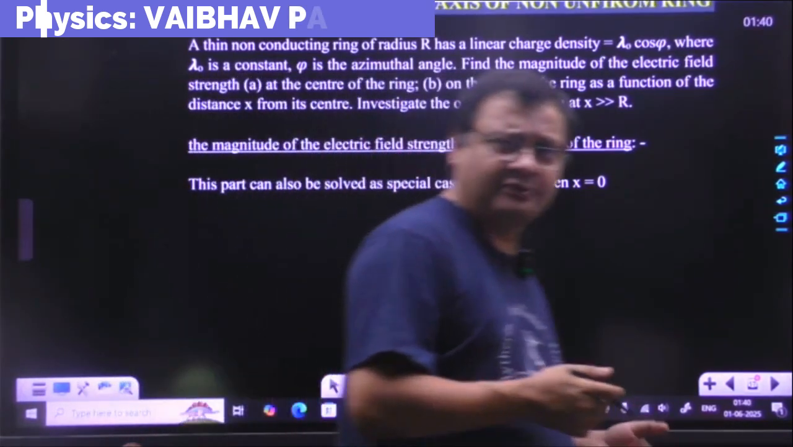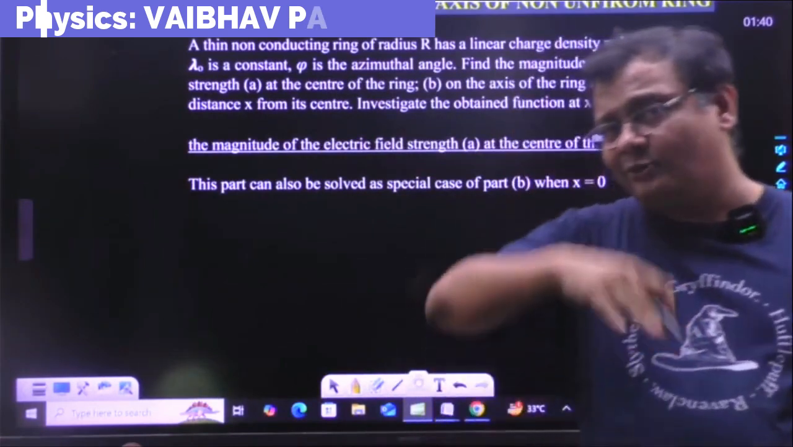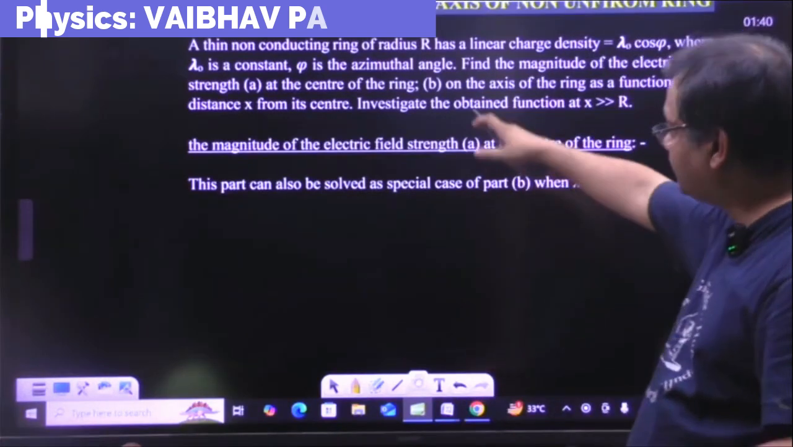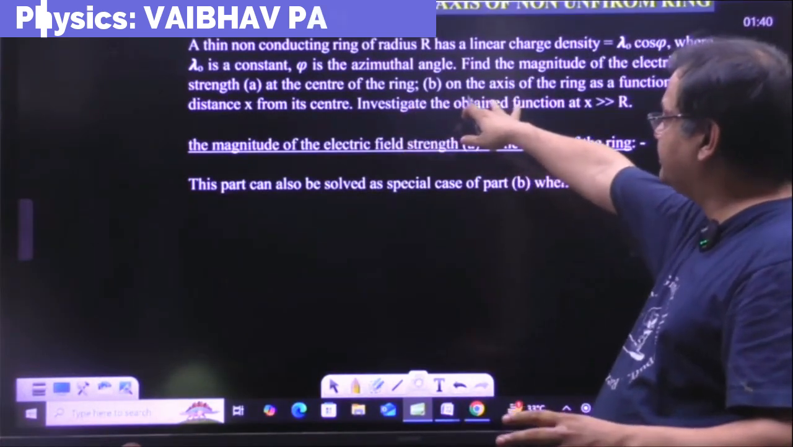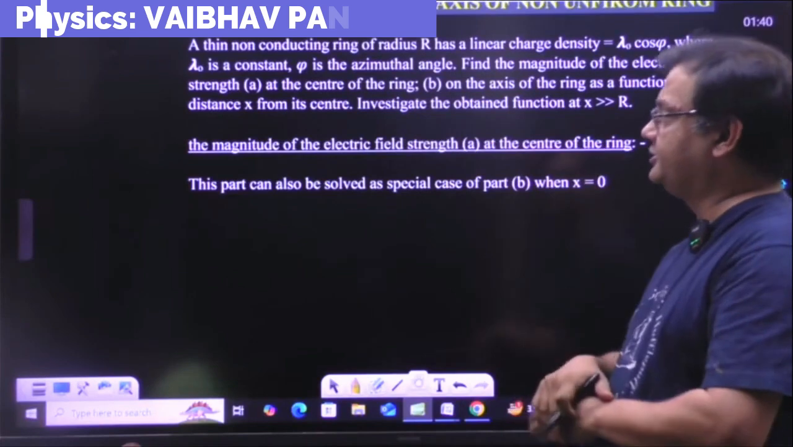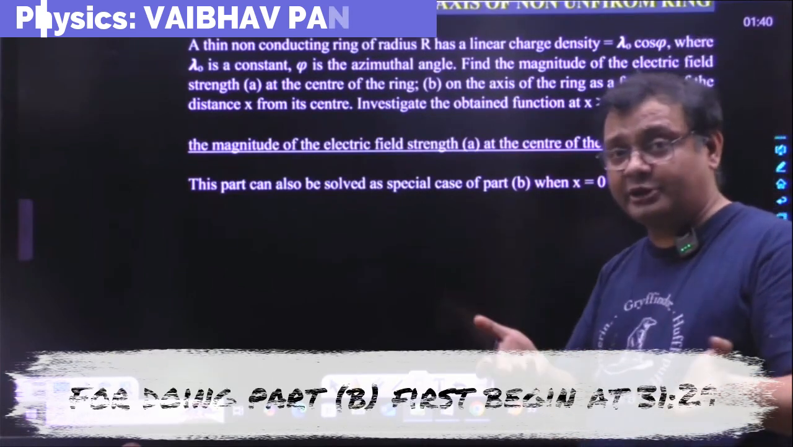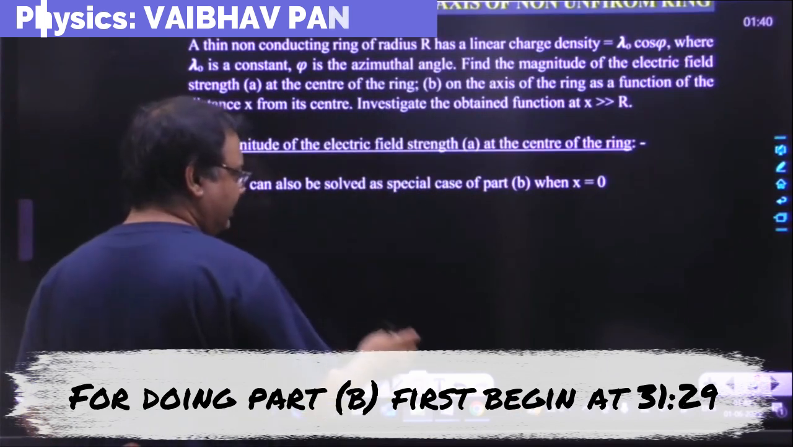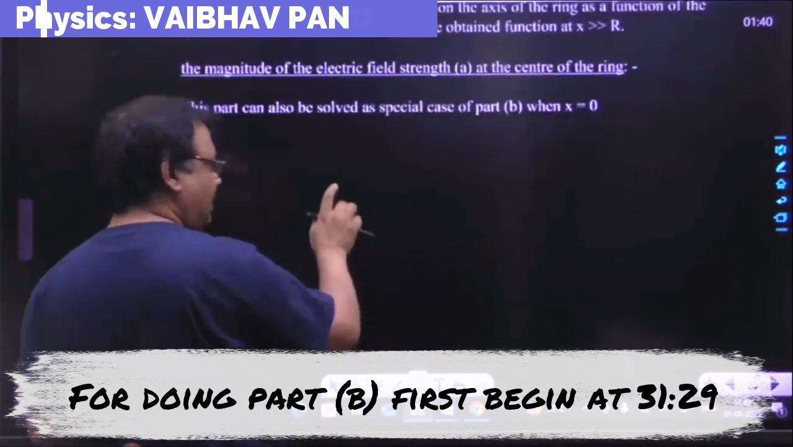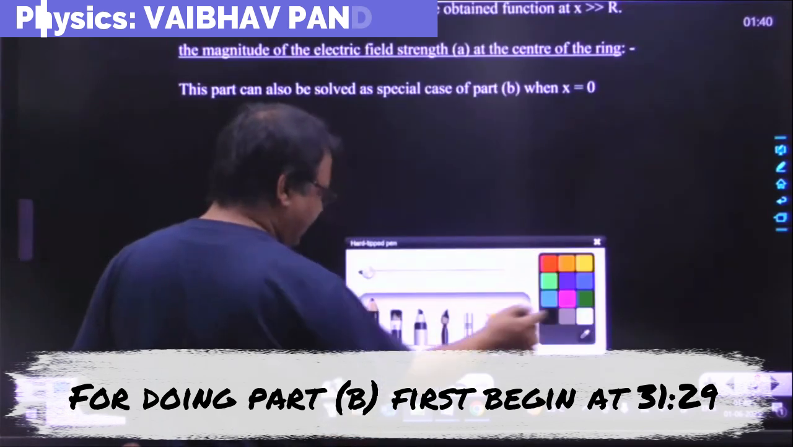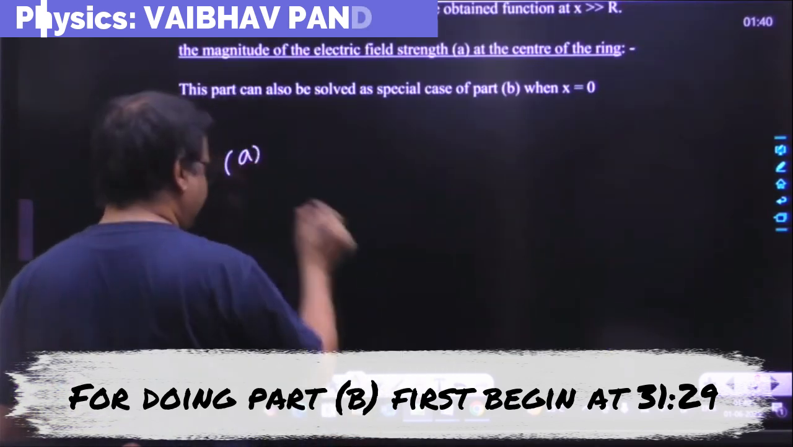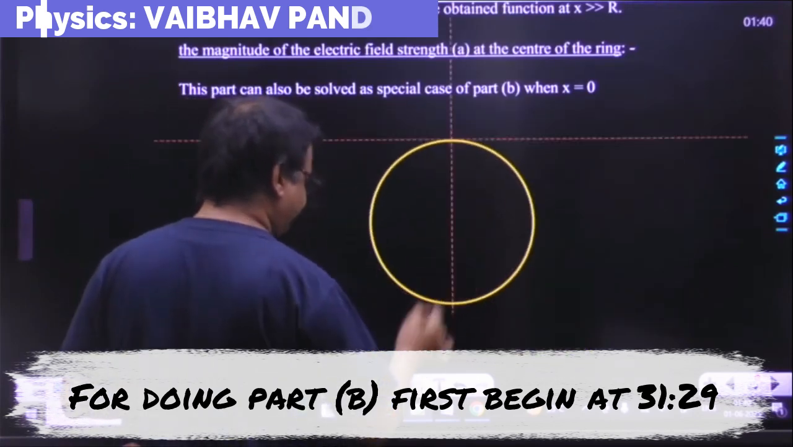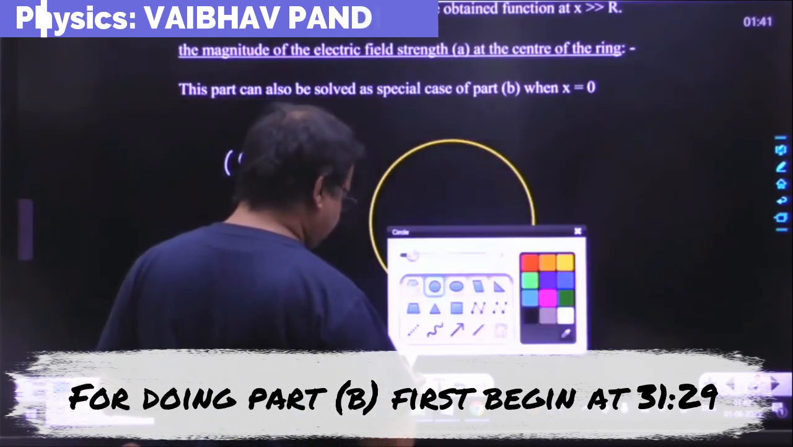So of course we will do the first part first. But your first part can also be obtained as a special case of the second part, correct? You can also do the second part first, because the second part is a generalized case at any distance x from the center. So when you're finding the field at the center, simply put x equal to 0. So this part can also be solved as a special case of part B when x is equal to 0. However, I'm solving the first part as an individual part. And we'll see in the second part, if we put x equal to 0, whether we'll get the part A answer or not.